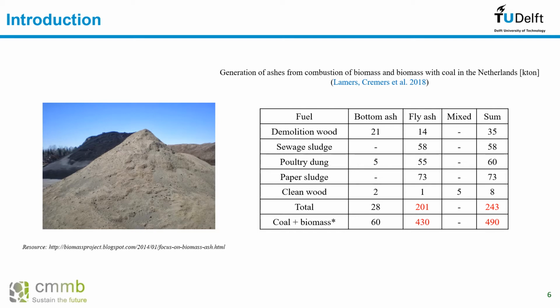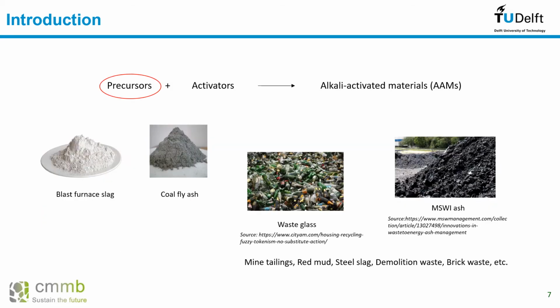So we need to find a good solution for these byproducts, given the fact that in the coming decades, we will have more and more power plants with biomass combustion. So we are seeking the possibility of using biomass fly ash to prepare alkali-activated materials. The reason is that alkali-activated materials can be prepared from a wide range of industrial wastes containing high amounts of aluminum silicates and calcium.